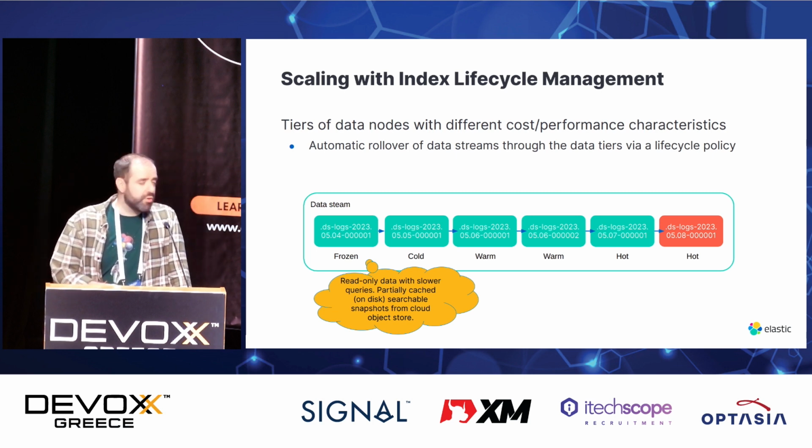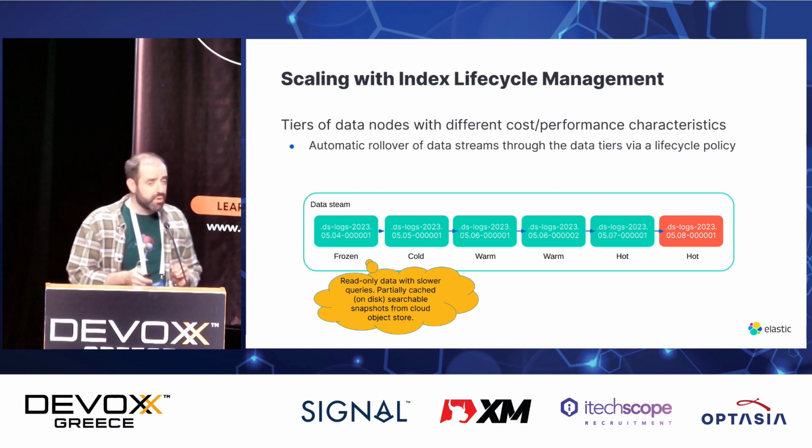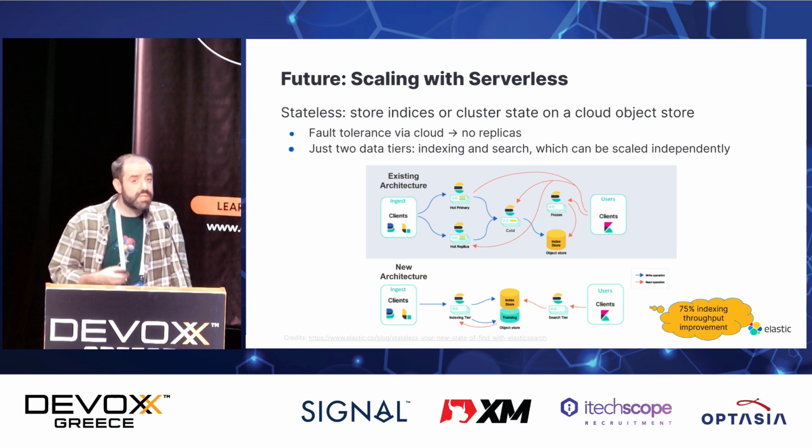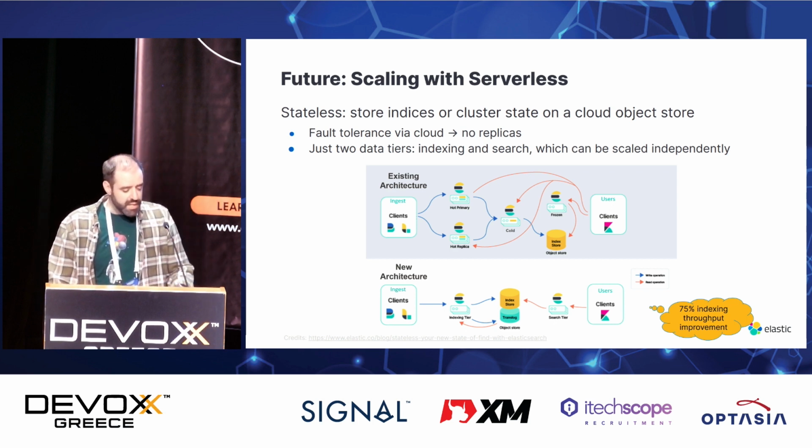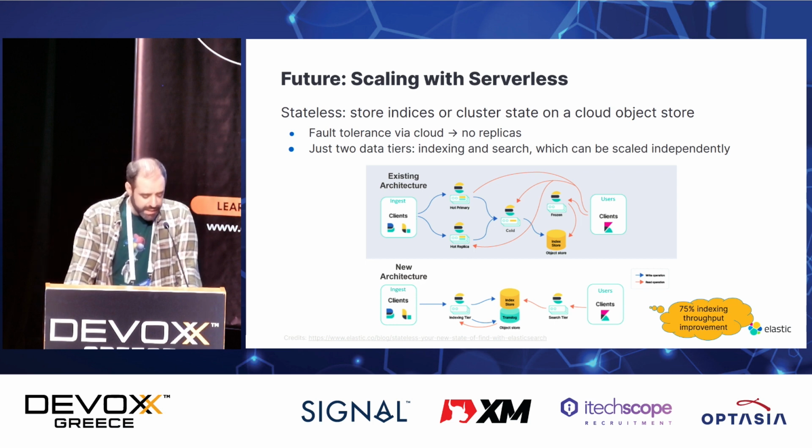Now, after explaining all these notions about scalability, I want to conclude with how we envision the future with serverless in order to achieve unparalleled scalability. The basic premise is stateless, meaning that we want to move the state from the machines onto a cloud object store like S3 or one of the other cloud providers. So we want to move things like indices or the cluster state there, for fault tolerance. And we envision having just 2 data tiers, not all these data tiers that I just told you about, but just 2: the search and the ingest data tier.